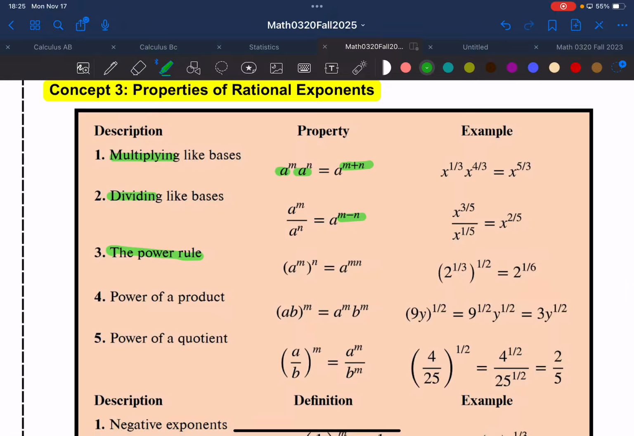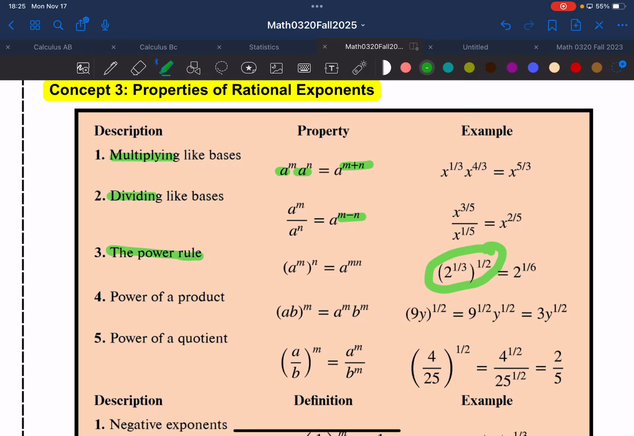The power rule states that if we have an exponent raised to another exponent, for example here, 2 to the 1/3 to the 1/2 power, we always multiply those exponents together. So we do 1/3 times 1/2, which is 1/6. So that's 2 to the 1/6. Power rule means we have an exponent and another exponent.